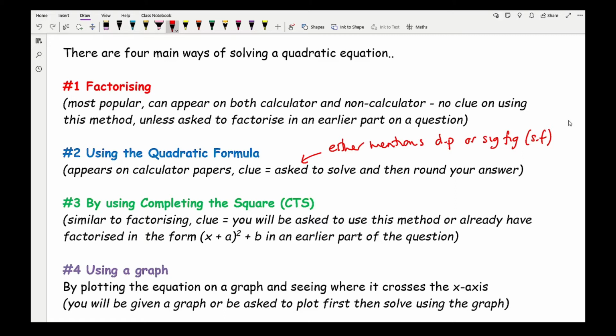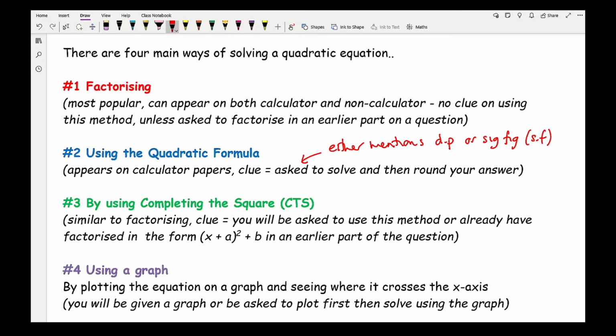Now the third method, again, this really only appears on the higher GCSE, and if it does, it'll appear near the latter parts of your exam paper. And again, completing the square is another form of factorising, but it's factorising in a certain format. Typically with normal factorising, you're using double brackets. With completing the square, it's single brackets, and again there is another video which shows you how to factorize and solve using completing the square, but they will mention it in the question.